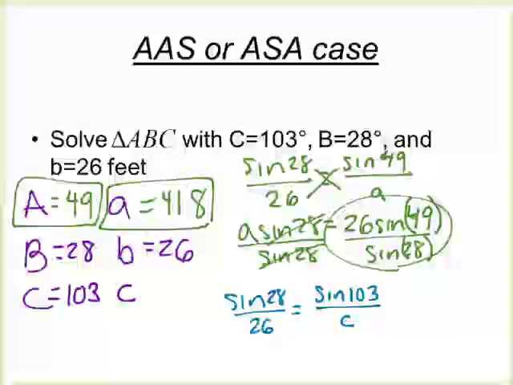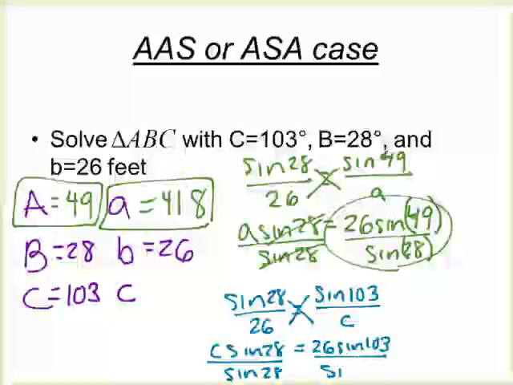So we always want a matching letter on top and bottom. Angle on top, side on bottom. Cross multiply. So we get c sine 28 equals 26 sine 103. And divide by everything that is with that variable so that we get it alone. Again, when you type it in, you need to make sure that you're closing parentheses around those angle numbers.